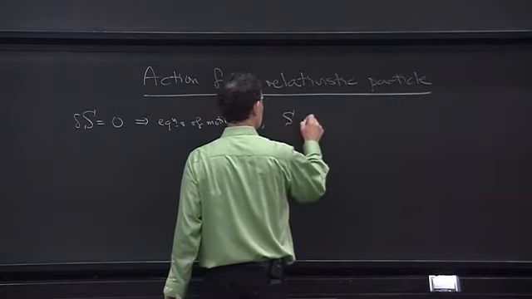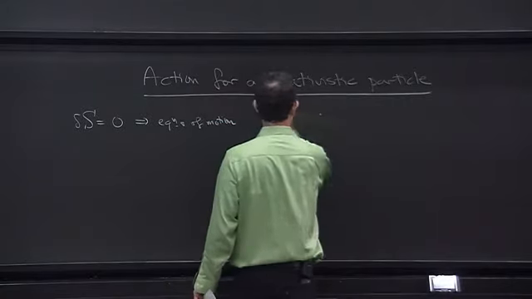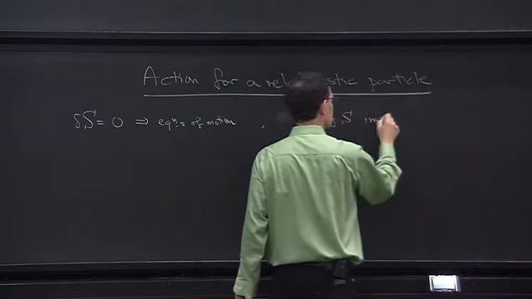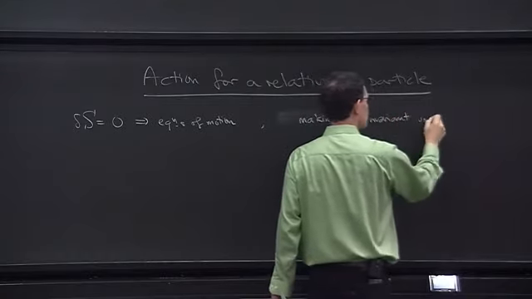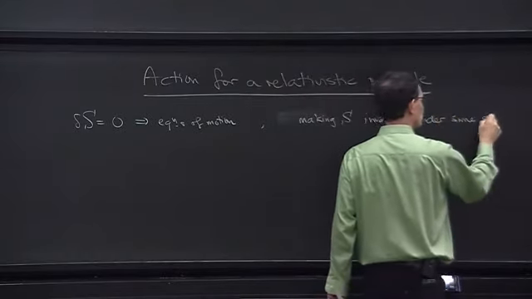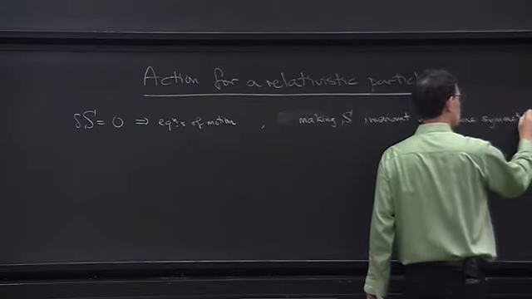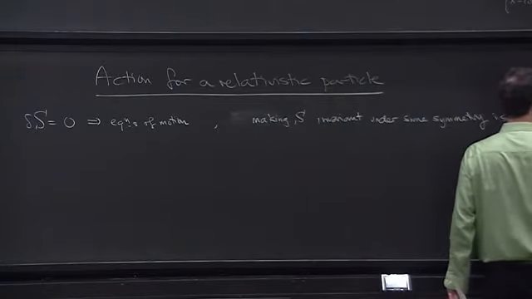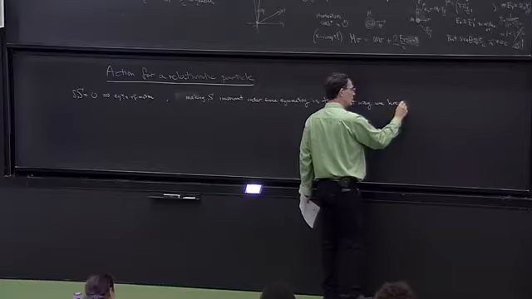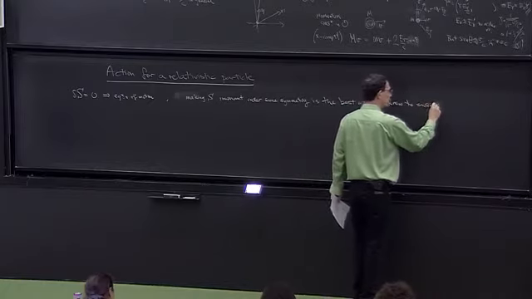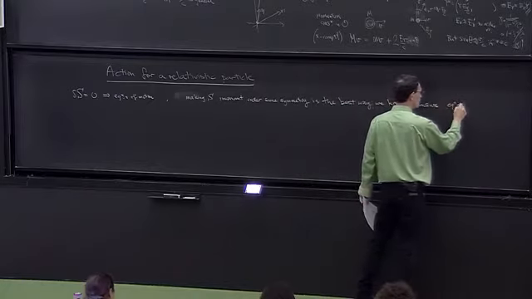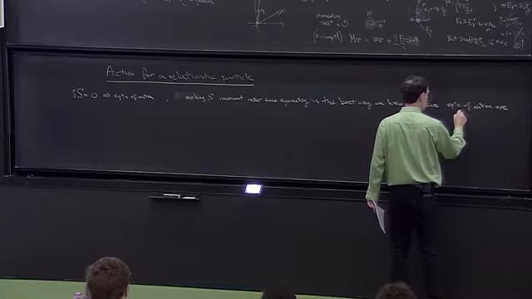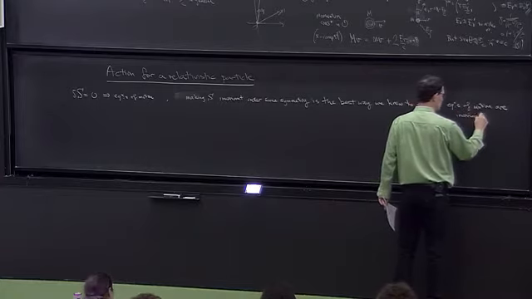Making S invariant under some symmetry is the best way we know to ensure that the equations of motion are also invariant under that symmetry.